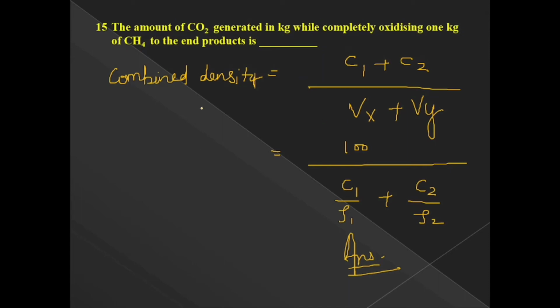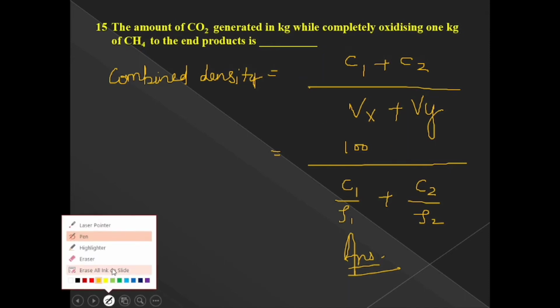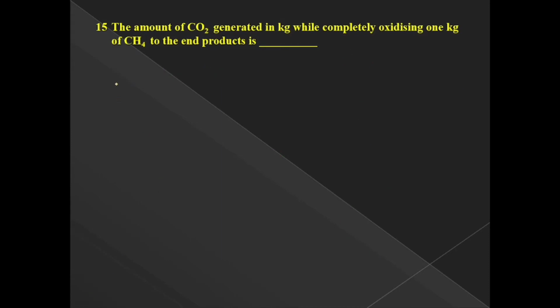The 15th question is, we have to calculate the amount of carbon dioxide generated in kilogram while completely oxidizing 1 kilogram of methane to the end products. Means, my dear students, the examiner has asked us about methane in the presence of oxygen. Methane, CH4, in the presence of oxygen gives me carbon dioxide and some water. Okay.